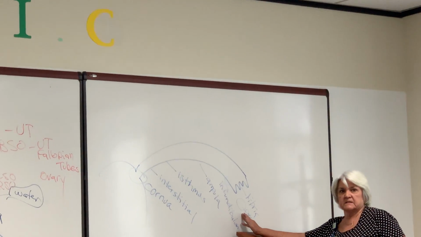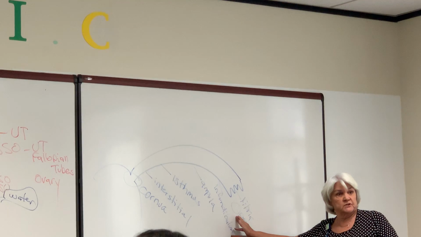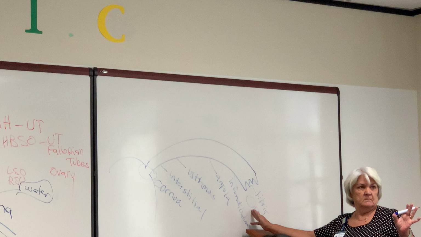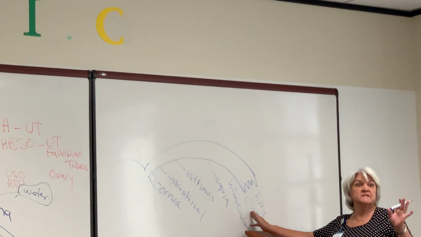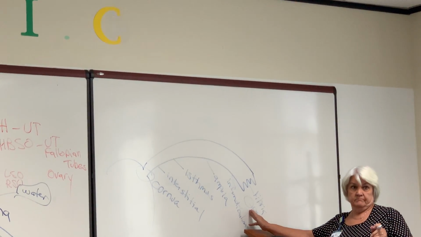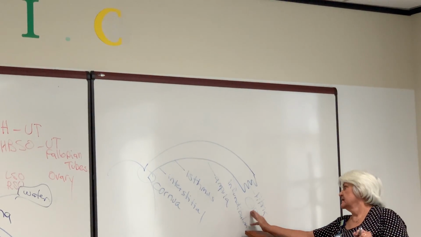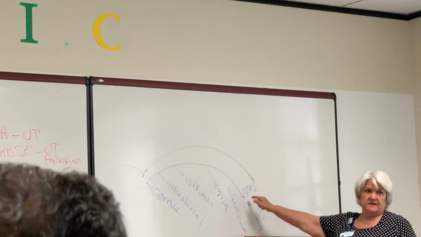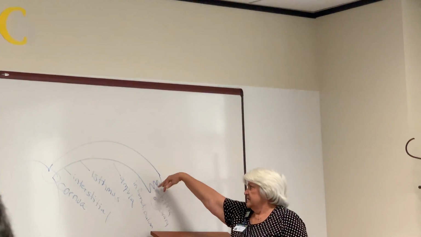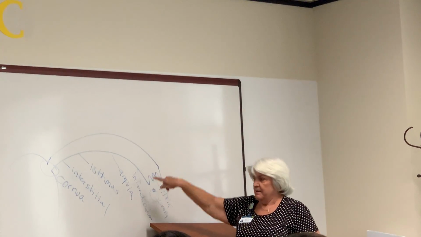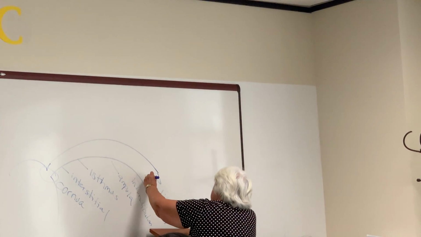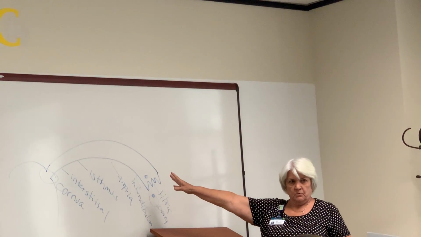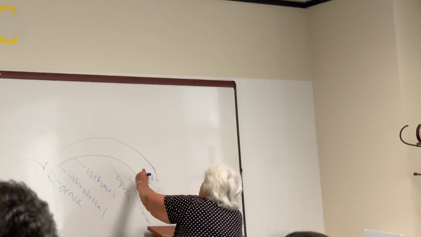So the ovary lets go of the egg during ovulation. Let's just say it's day 14. Day 1 is what day? The first day that I bleed is day 1. Day 14, my egg lets go and pops out of the ovary. These little fimbriae pick it up and suck it up into here. Now it's in the fallopian tube. It's going to travel.